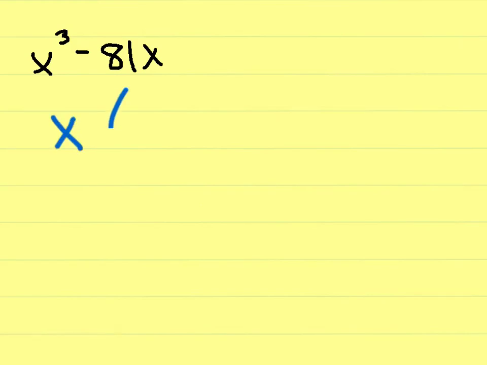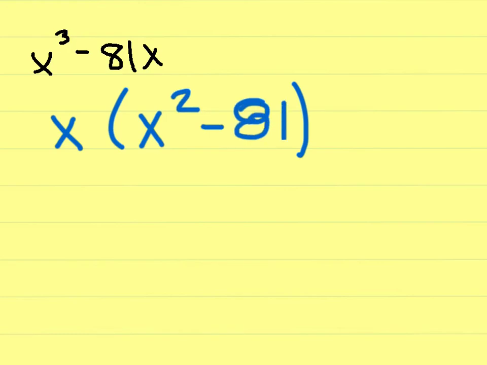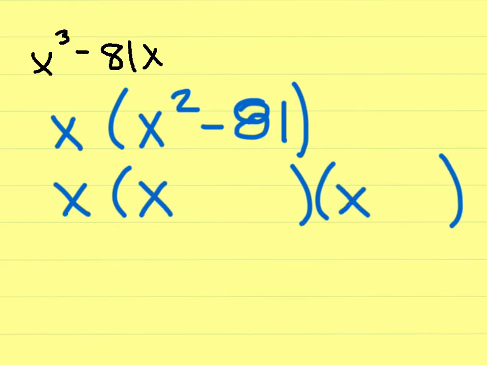You can factor out an x from both of them and be left with x squared minus 81. And you have a difference of two squares. The square root of x squared is x, and of 81 is 9. And then alternate the signs.